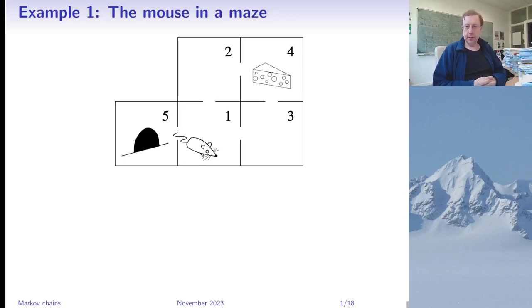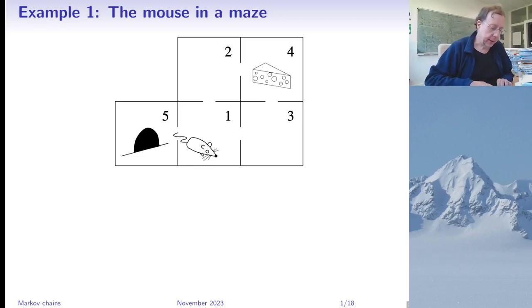And currently in the picture, the mouse is in room number one. And let us assume that the mouse explores the maze according to the following rules. So there's a time unit. So every minute or every second, it doesn't really matter. So every time unit, the mouse will change the room it is in. And the rule is that it looks at the number of doors leaving the room, and it will choose one of these doors uniformly at random.